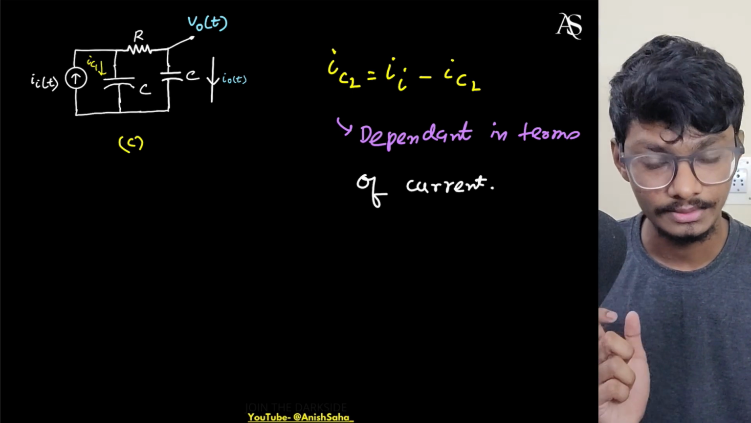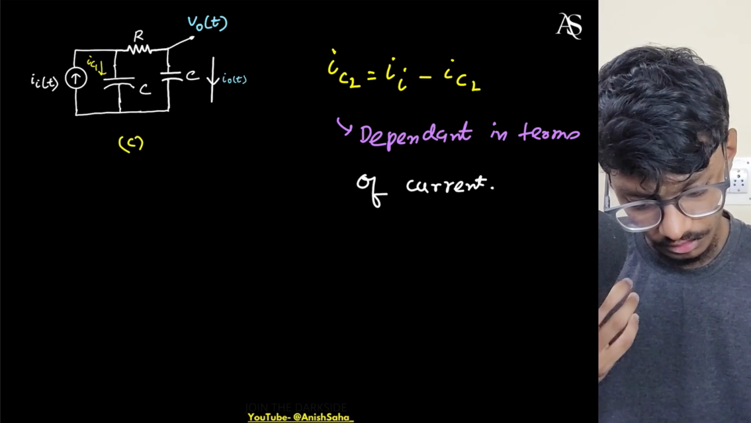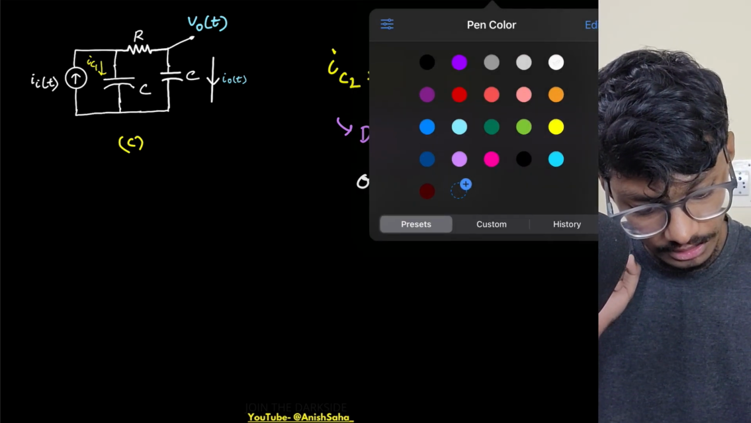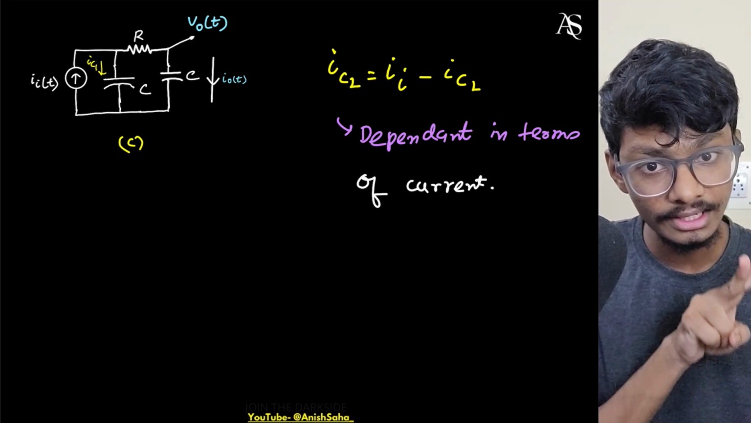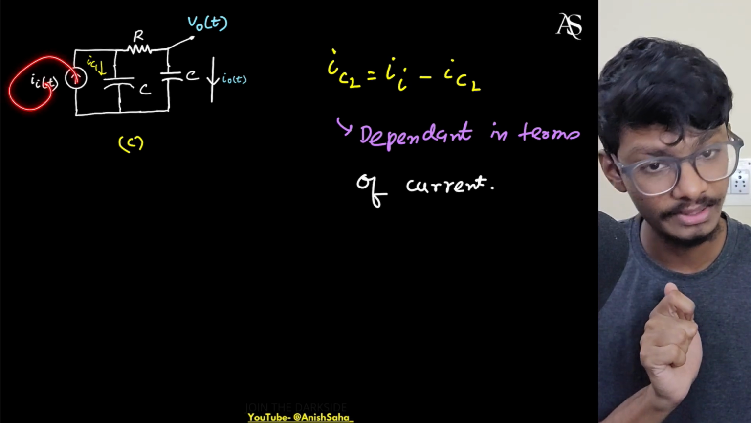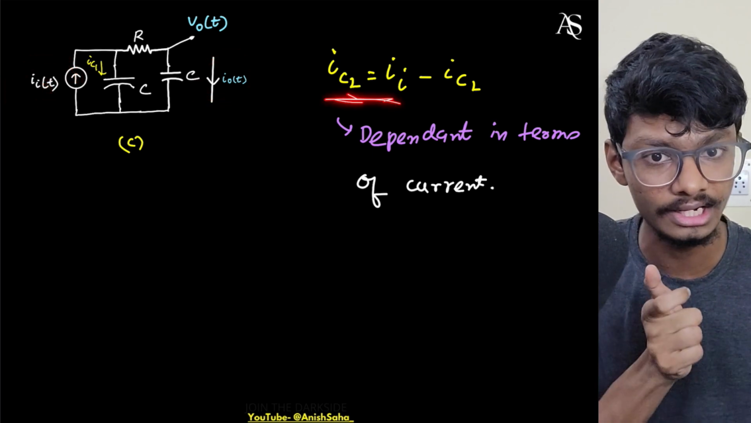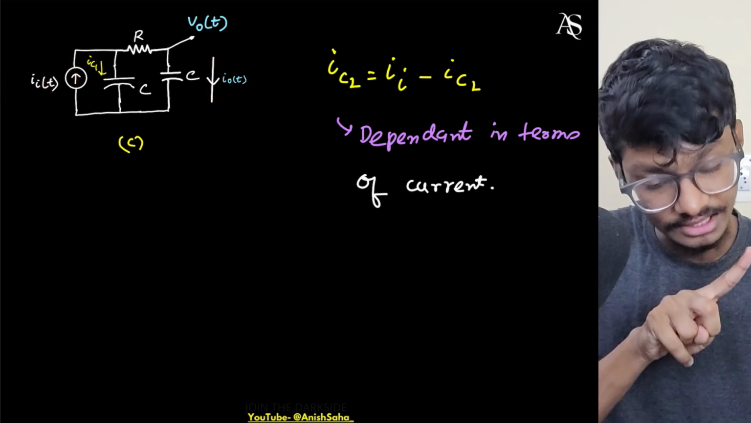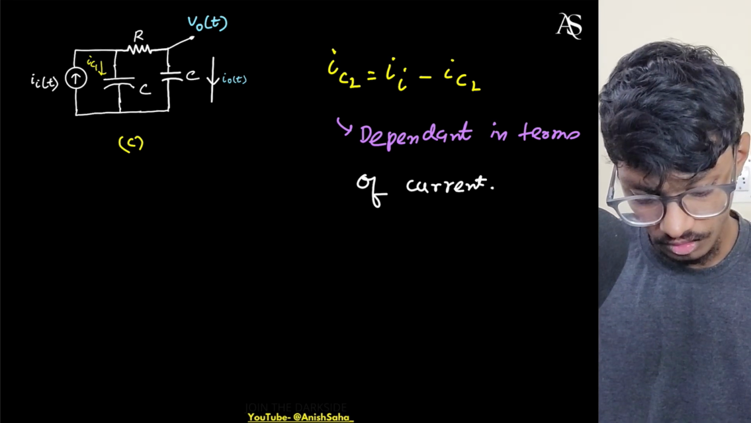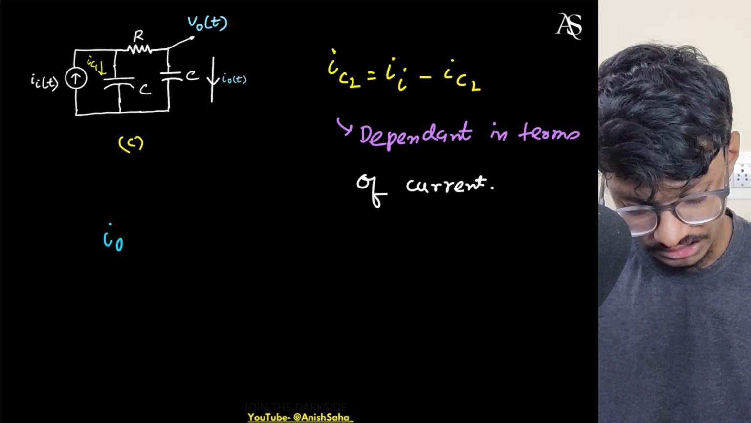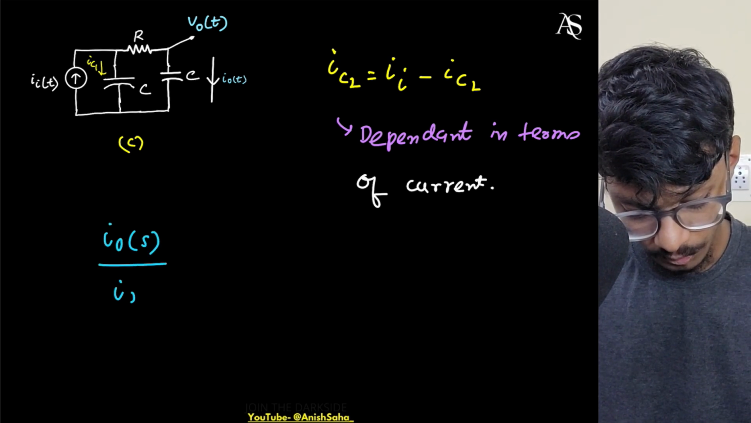Okay, dependent in terms of current. Now can you say that the voltage transfer function will be first order? No. If they are dependent in terms of current, then my input is current and my output should also be current, because they are current dependent. So I will say there is only one independent energy storing element in terms of current. So I will say that my current transfer function will be first order.